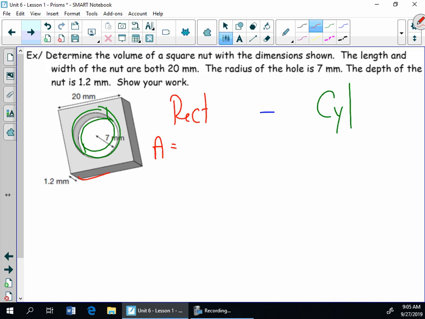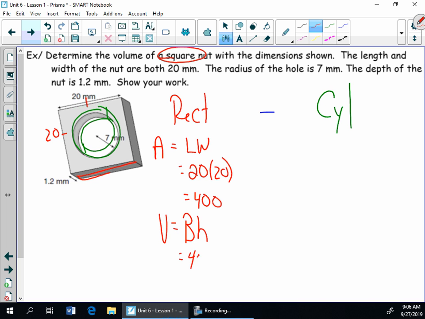Well, the red shape, the outside shape, is a rectangle, which measures 20 by, here's a little trick for us, it's a square nut. So I didn't label it, but this is actually also 20. So I get 400. And my volume, base times height, which means 400 times, how tall is the nut? 1.2. So I got 480 millimeters cubed.